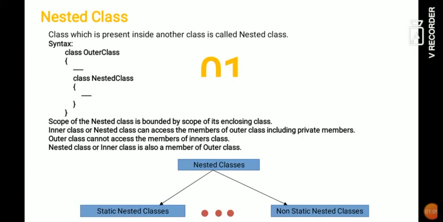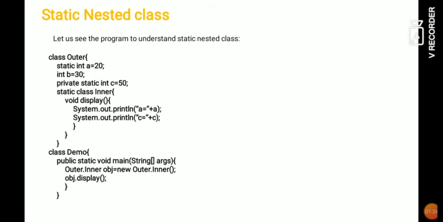So the nested class is divided into two different types. One is static nested class, the other is non-static nested class. Let us see what is static nested class, and then we'll discuss the non-static nested class. Let us see this example before discussing the static nested class.